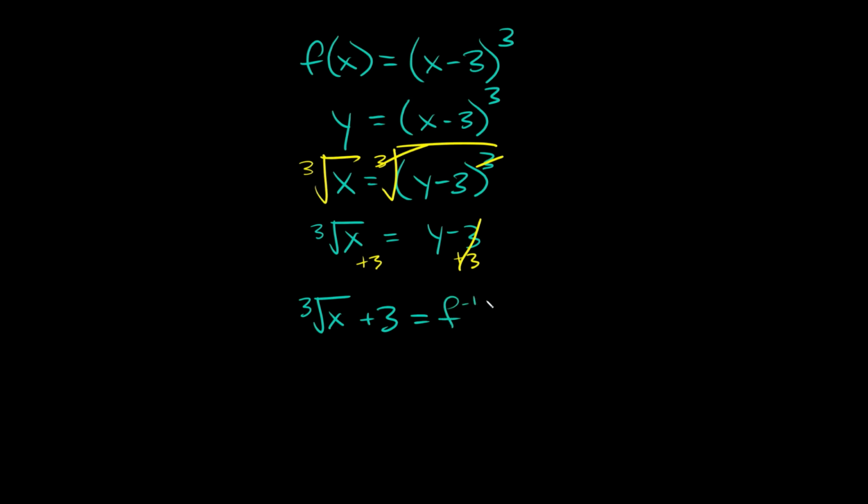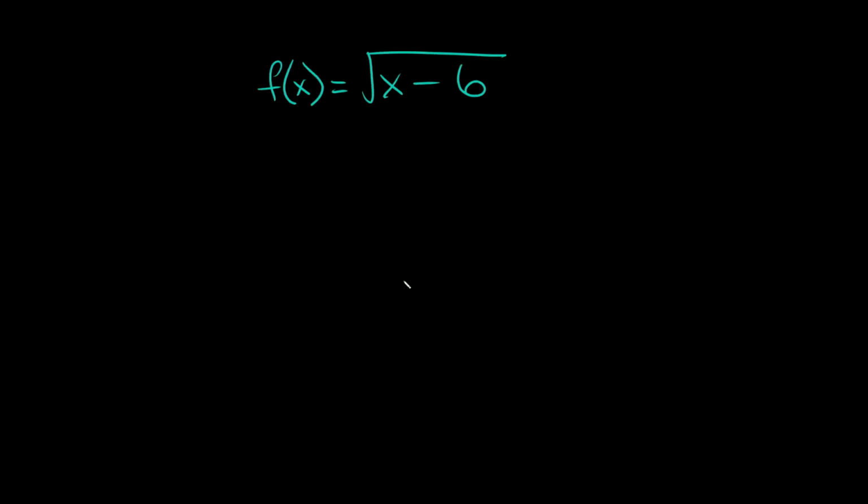So just like that. Boom. All right, just a couple more here. So here is f(x) = √(x − 6). Okay, so again, we're going to rewrite this as y = √(x − 6), and then we'll flip those two guys as x = √(y − 6).